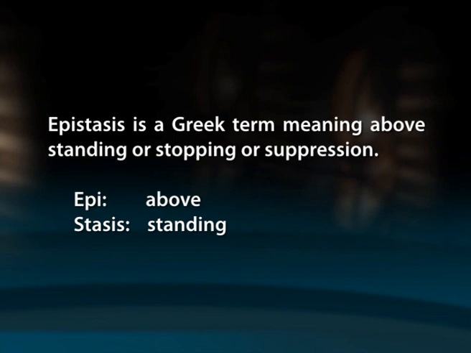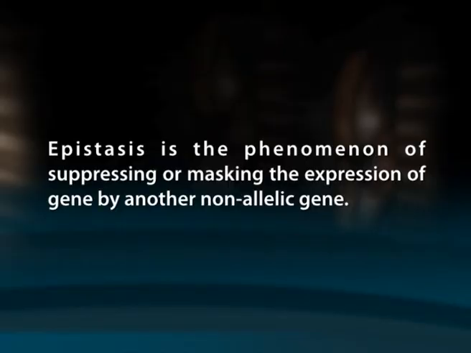Epistasis is a Greek term meaning above standing or stopping or suppression. Epi means above and stasis means standing. Epistasis describes the state in which a gene masks the phenotypic expression of another. In other words, epistasis is the phenomenon of suppressing or masking the expression of a gene by another non-allelic gene.